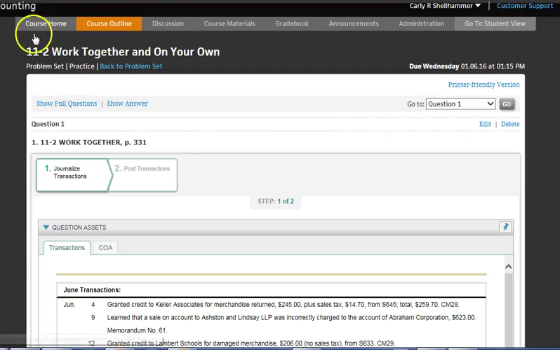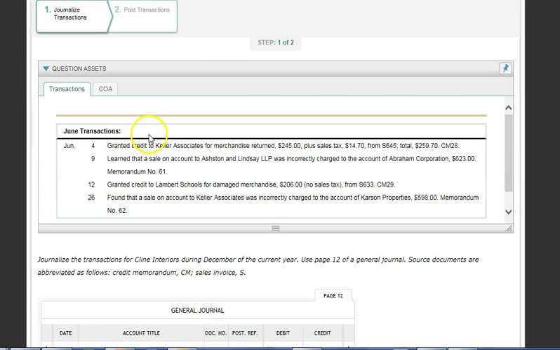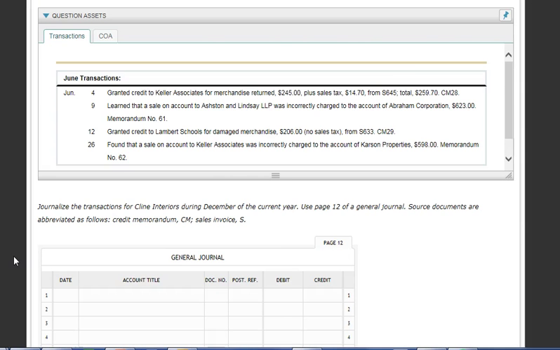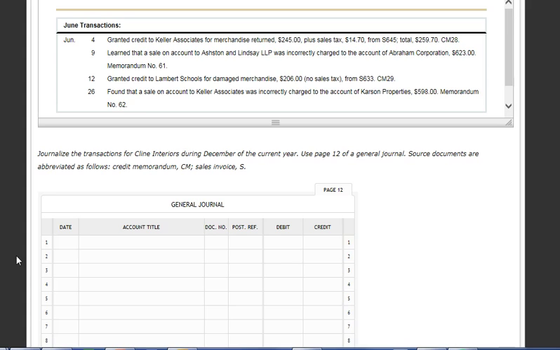All right, let's do our work together for 11.2. The instructions say journalize the transactions for Klein Interiors using December of the current year. Use page 12 of the general journal. Source documents are abbreviated as follows. Credit memorandum is CM and sales invoice is S.